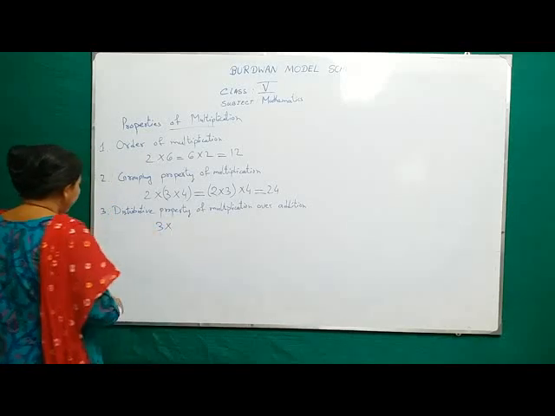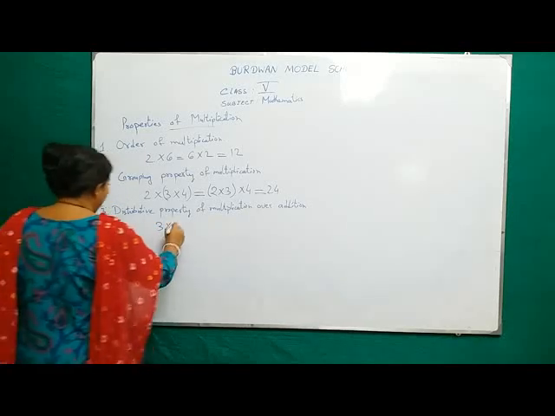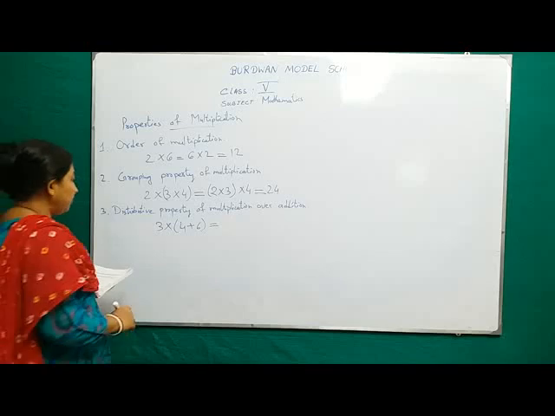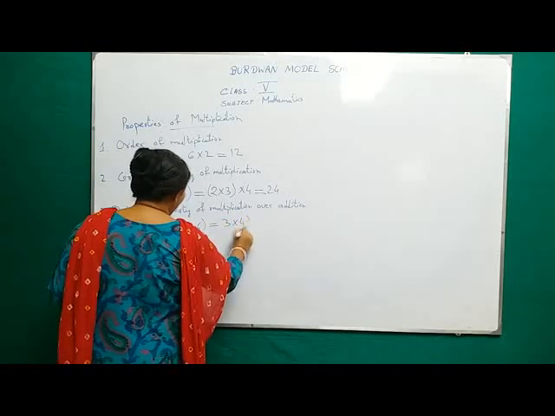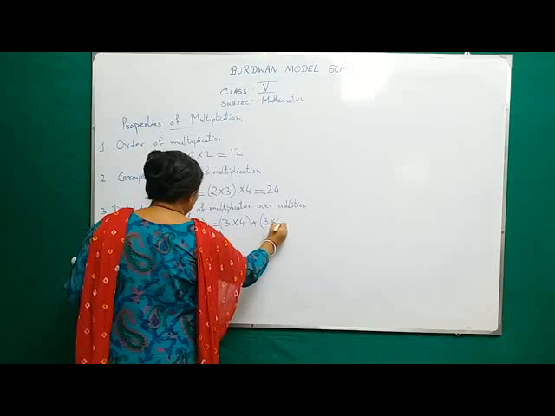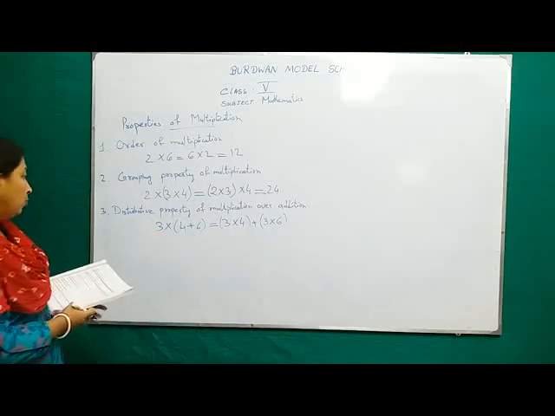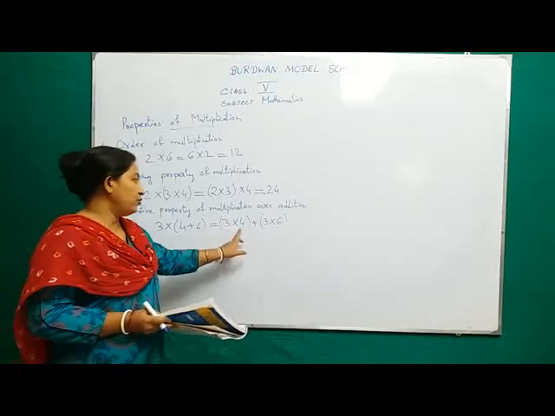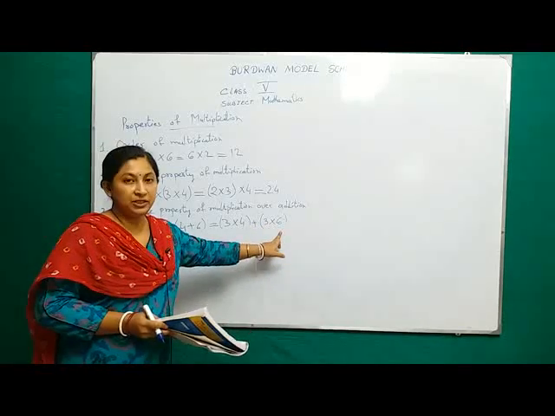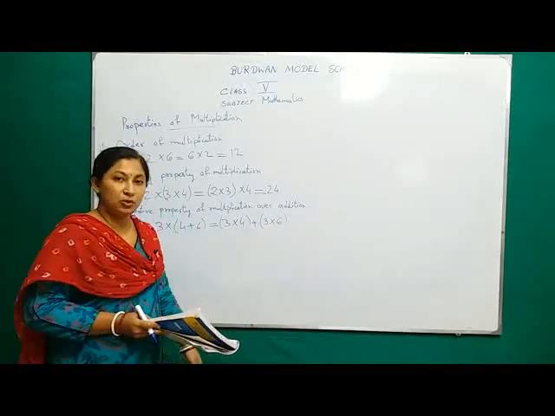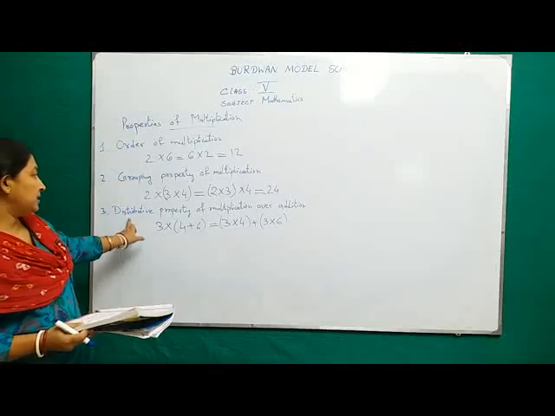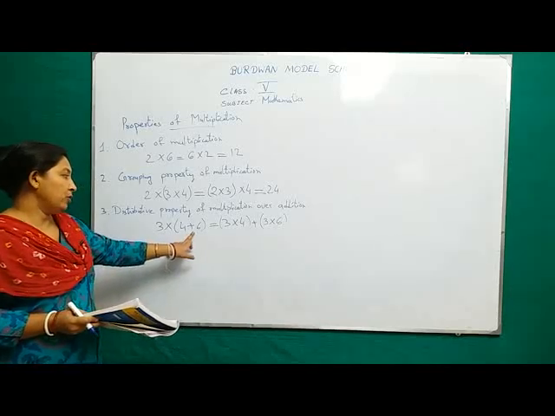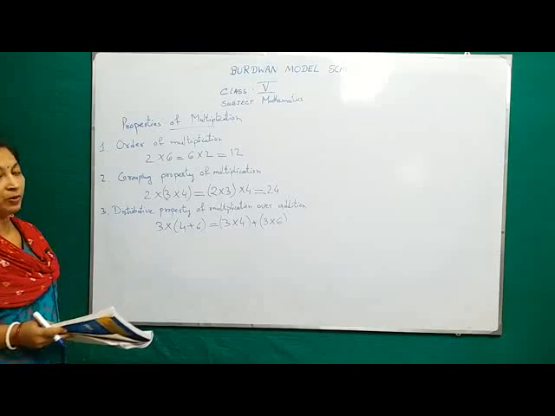Suppose I am writing one example, 3 into 4 plus 6. I have written this in addition form. This will be the same as 3 into 4 plus 3 into 6. Clear? See, 6 plus 4 is 10, 10 into 3 is 30. Similarly, 3 into 4 is 12 plus 3 into 6 is 18, that means 12 plus 18 is also 30. So the distributive property of multiplication over addition is true. When you are working in addition form, only then will this property be fulfilled.